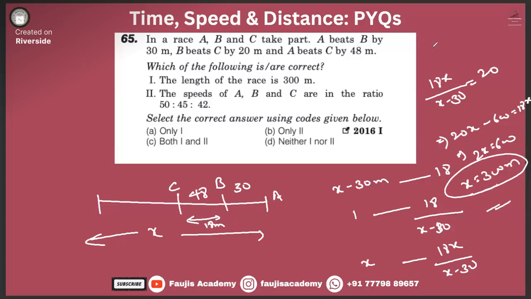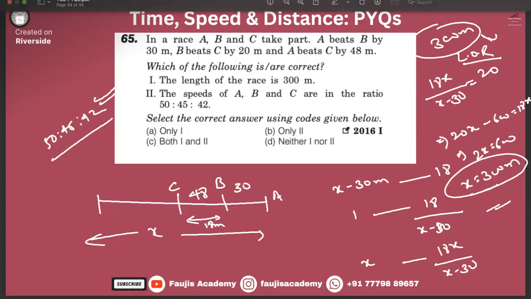Now when we get 300 meters as the length of the race, we can easily find out the ratio of the speeds. Clear, buddy? Yes, sir. Is it clear? Anything you want to ask, your doubts, queries, questions?